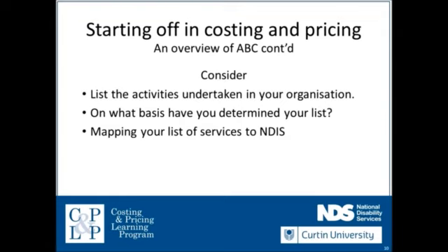When you think about ABC costing for your organisation, you really need to make some consideration of the kinds of activities you undertake, and it might be worth listing those activities. So what is each service delivery unit and how many types of service delivery units do you have? On what basis did you determine that list? And it might be worthwhile mapping your list of services to something like the NDIS in order to determine what kinds of services you provide as compared to what is funded by the National Disability Insurance Agency.